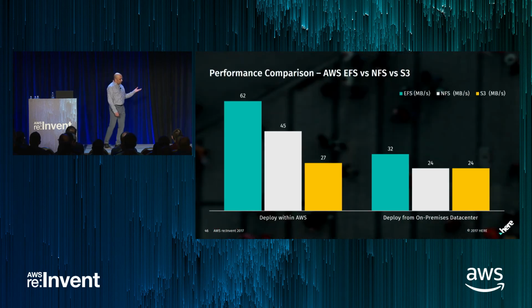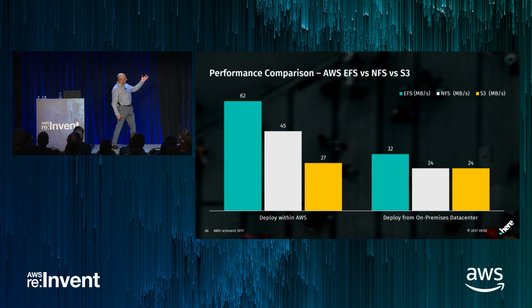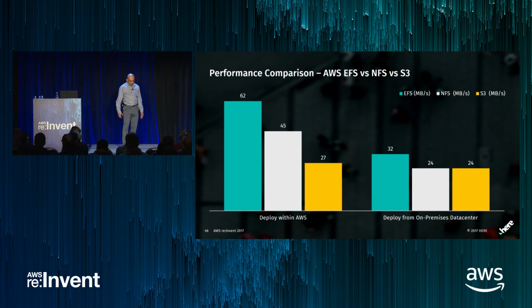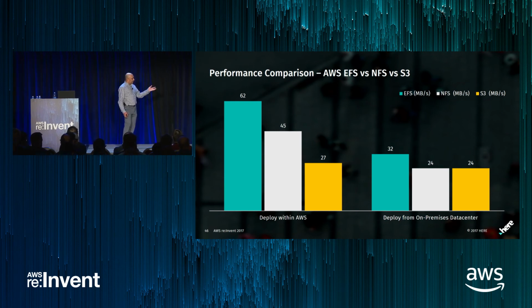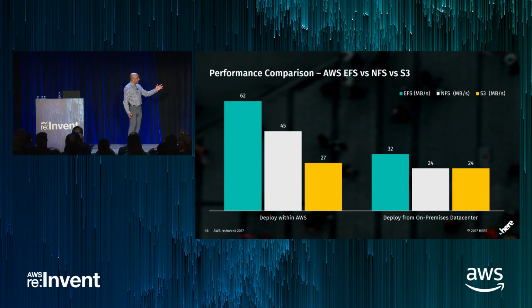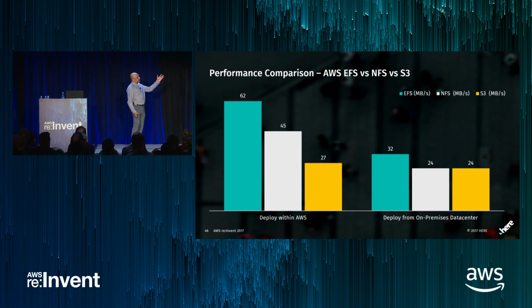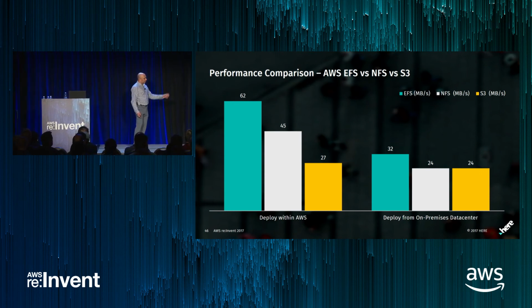So we performed a benchmark testing comparing the different storage tiers, basically comparing EFS versus NFS and S3. We found significant improvement in upload speeds when we were using the EFS. We did a 2-pronged benchmark testing. We compared uploading from within AWS, where we have some DevOps tools, and we found numbers of 62 megabytes per second when using EFS, and 45 and 27 megabytes per second when using NFS and S3. This was a 38% increase in the upload speeds within AWS.